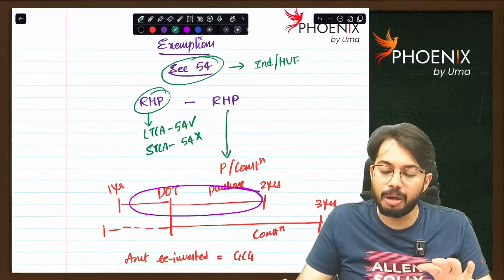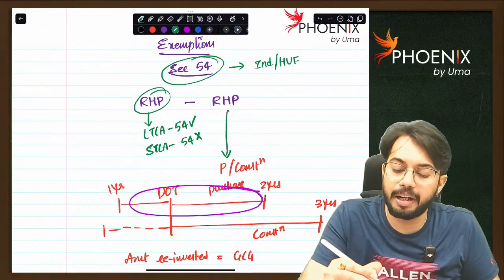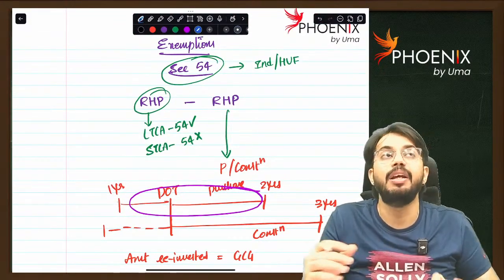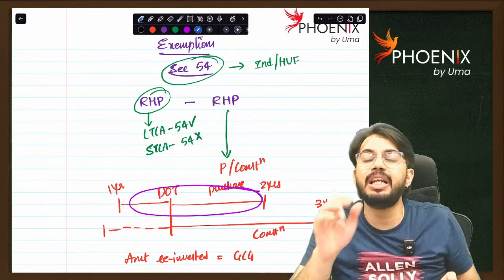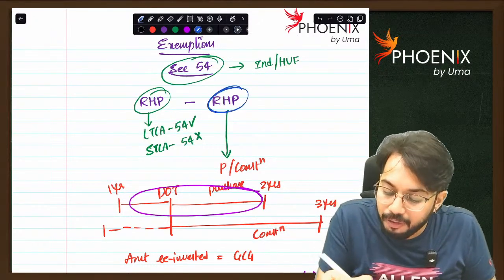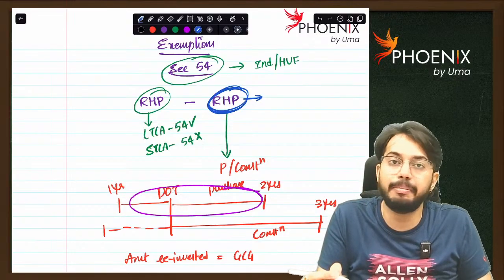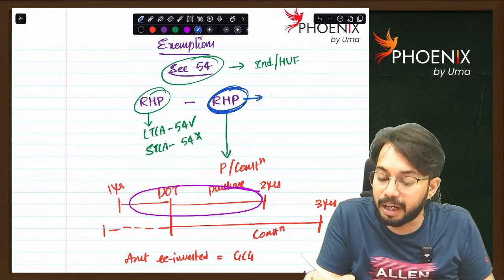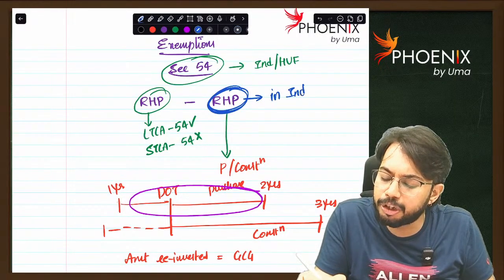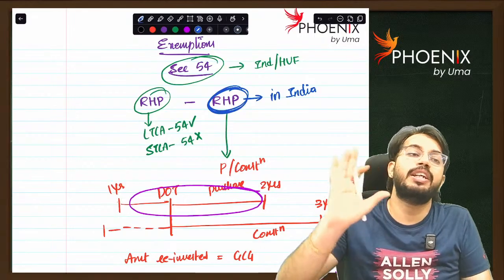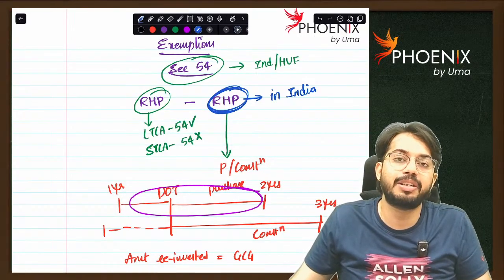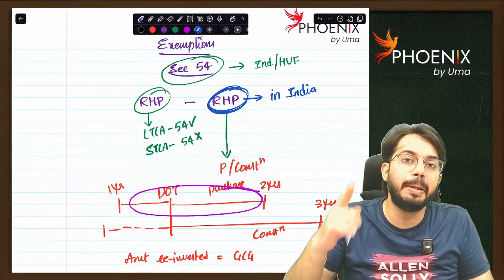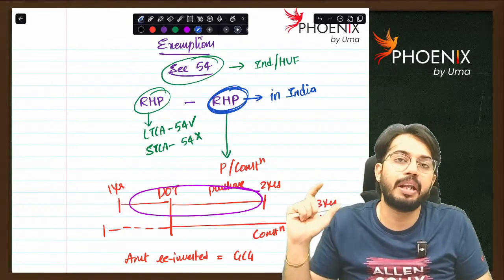So what is the combination? Residential house property to residential house property. That means you sold one residential house property, you made reinvestment in another residential house property. Whatever the reinvestment made is there, new residential house property, that new residential house property should be in India, then only exemption is available, otherwise exemption is not available. Able to understand? So reinvestment should be made in new residential house property in India.